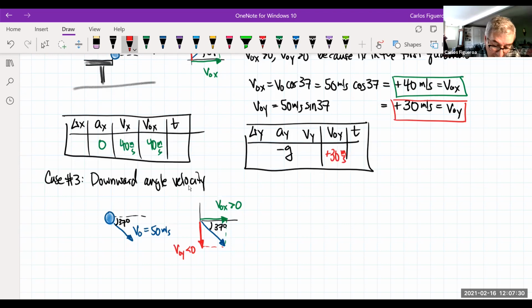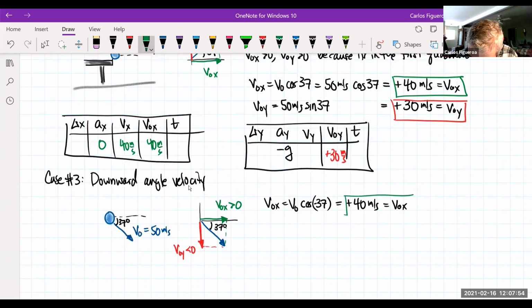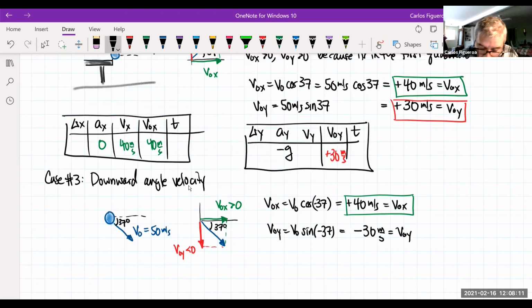So in other words, when I go and I compute these guys, because we've already computed this guy here. Now, I know that this angle here is going to be negative, but cosine is an even function. So I'm going to get plus 40 meters a second for the initial in the x direction here. But if I look at the y component, sine is an odd function. So that negative sign in the sine is then going to give me what? It's going to give me minus 30 meters a second in the y direction.